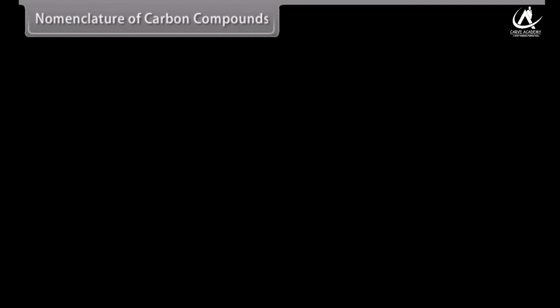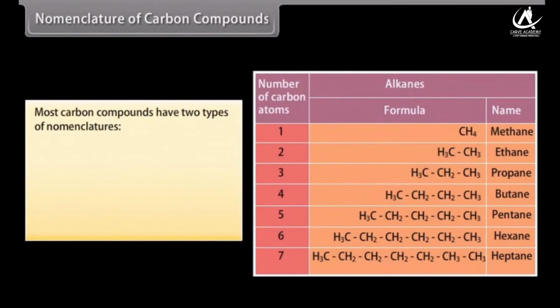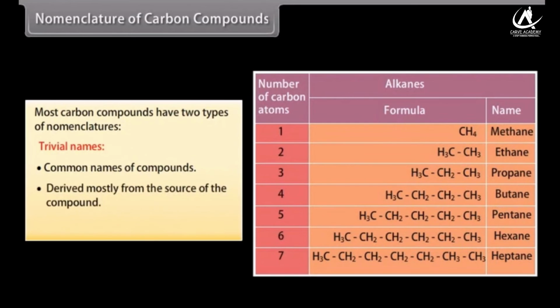Nomenclature of carbon compounds. The system of assigning a proper name to a particular carbon compound is called nomenclature. Most carbon compounds have 2 types of names. Trivial names. Trivial names are the commonly used names of carbon compounds. These are derived mostly from the source of the compound. However, names formed in this manner are ambiguous and repeating.